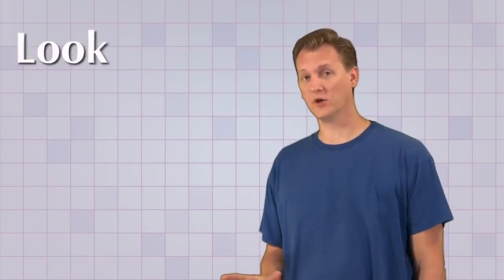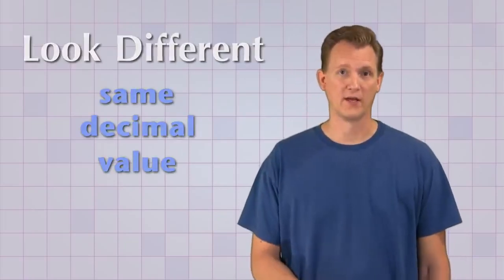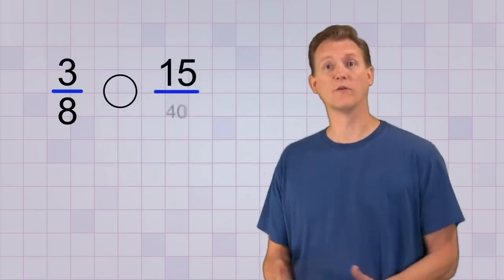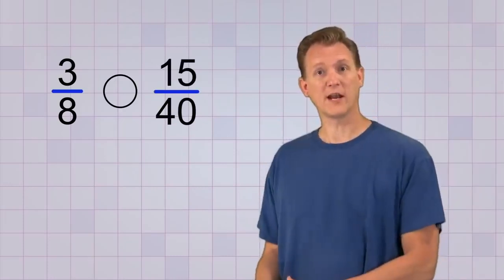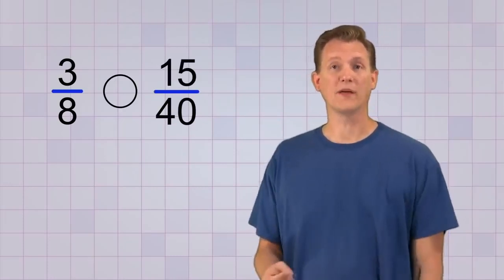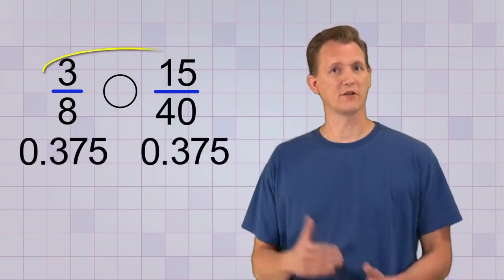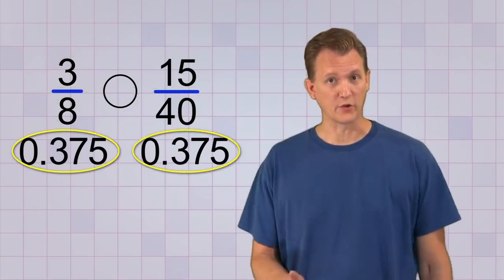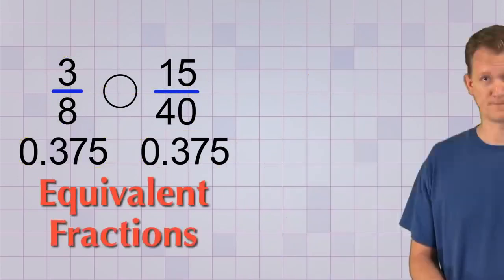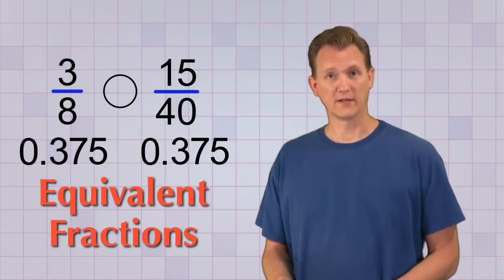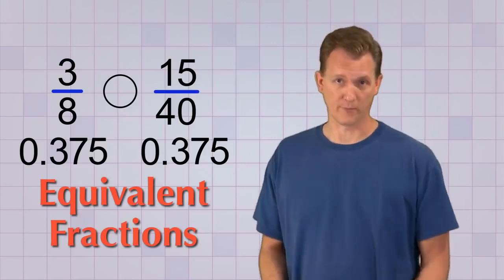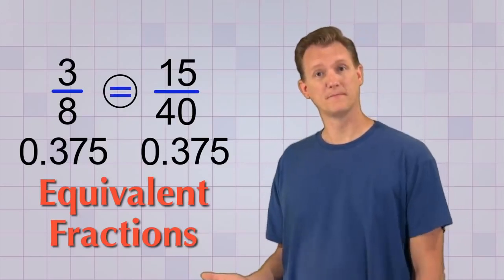Sometimes, when you compare fractions this way, you'll find two fractions that look different but have the same decimal value, like 3/8 and 15/40. If you convert each fraction to a decimal, you'll see that they both have the value 0.375. Two fractions that have different top and bottom numbers but the same value are called equivalent fractions. If two fractions are equivalent, then you can just use the equal sign to show the comparison between them, like this.